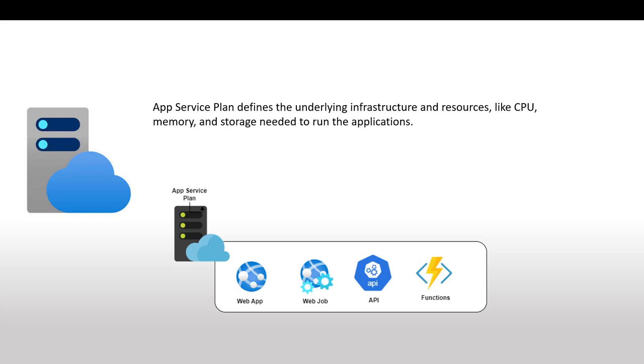What is an App Service Plan? An App Service Plan defines the underlying infrastructure and resources required for your applications to run efficiently. For example, this is the place where you configure what storage is required for your application, how much RAM is required, how many cores are required. All these configurations you do in the App Service Plan. Once you do it in the App Service Plan, it's applicable for all the apps inside the plan. And we can have different types of applications: web apps, web jobs, APIs, and even functions in the App Service Plan.